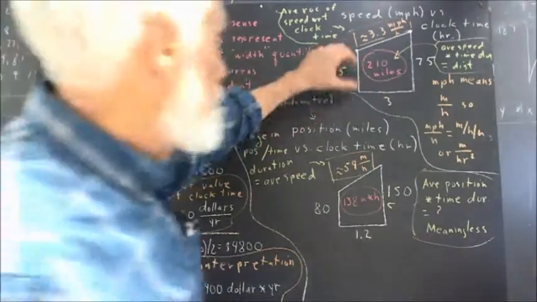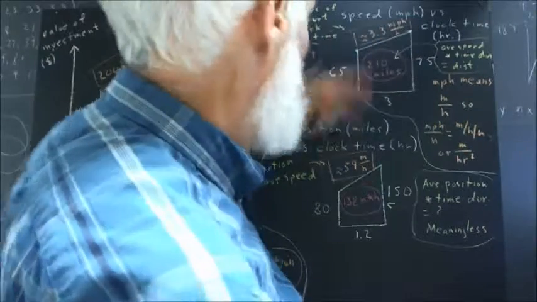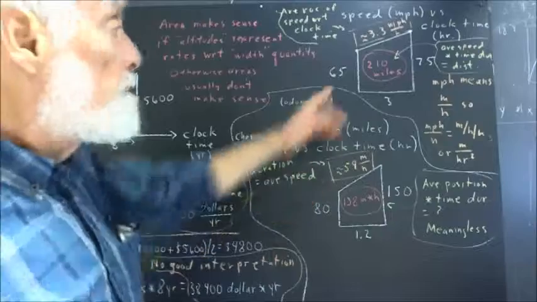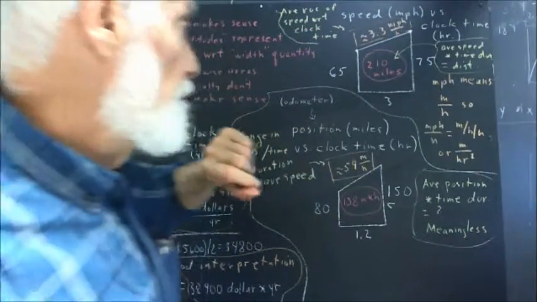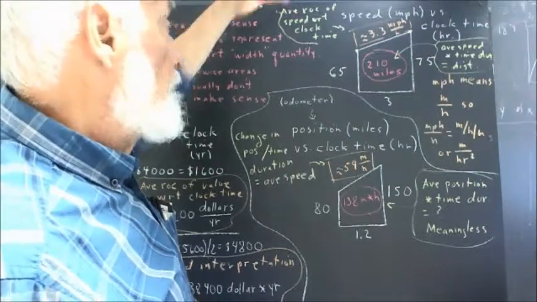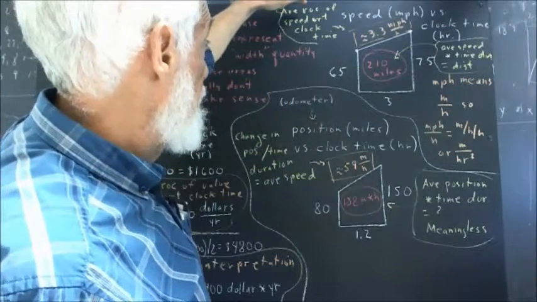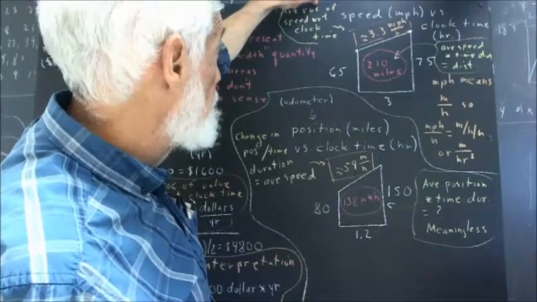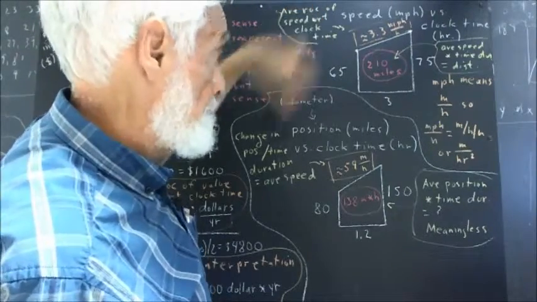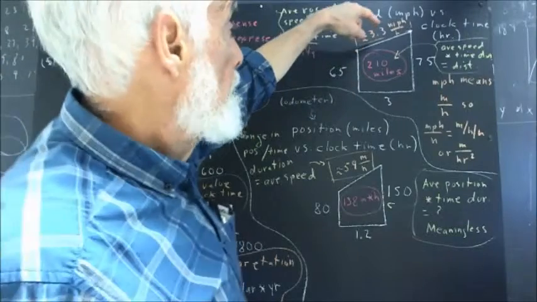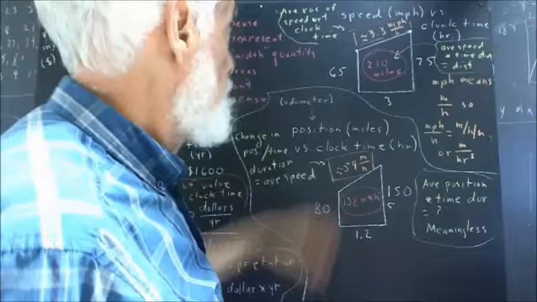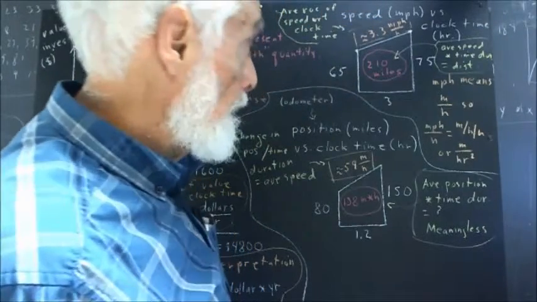On the first graph, remember that our altitudes represent speeds, so our rise represents change in speed. Our run represents change in clock time, so we're dividing change in speed by change in clock time. That gives us the average ROC, rate of change of speed, WRT, with respect to clock time. And that's about 3.3 miles per hour every hour on average.